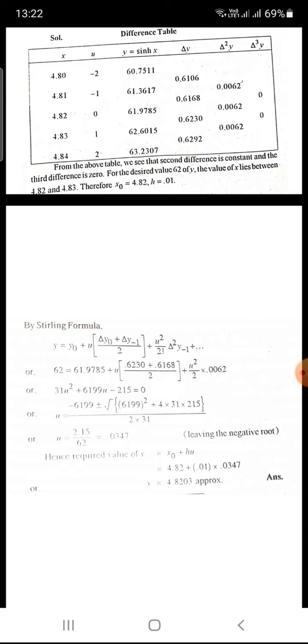We have been given y is equal to 62. So we can say that 62 is equal to 61.9785 plus u (0.6230 plus 0.6168) upon 2 plus u square upon 2 into 0.0062. So on solving this equation, we get u is equal to 0.0347. Therefore the required value of x will be x0 plus hu, and this will be equal to 4.82 plus 0.01 into 0.037. This will be equal to 4.8203. And that finishes our inverse interpolation formula. That's it.